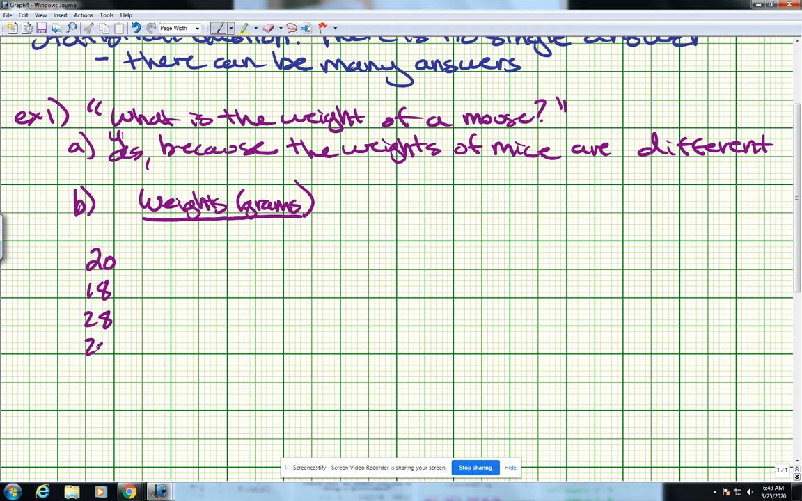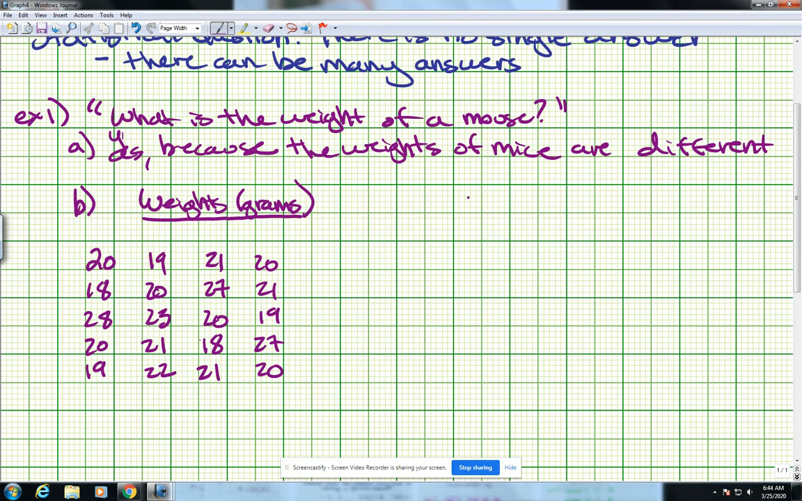20 and 19. That's the first column. Moving over to the next column, we have 19, 20, 23, 21, 22. Next column over, we've got a 21, 27, 20, 18, and a 21. And our last column, 20, 21, 19, 27, and 20. So those are the weights they give us.